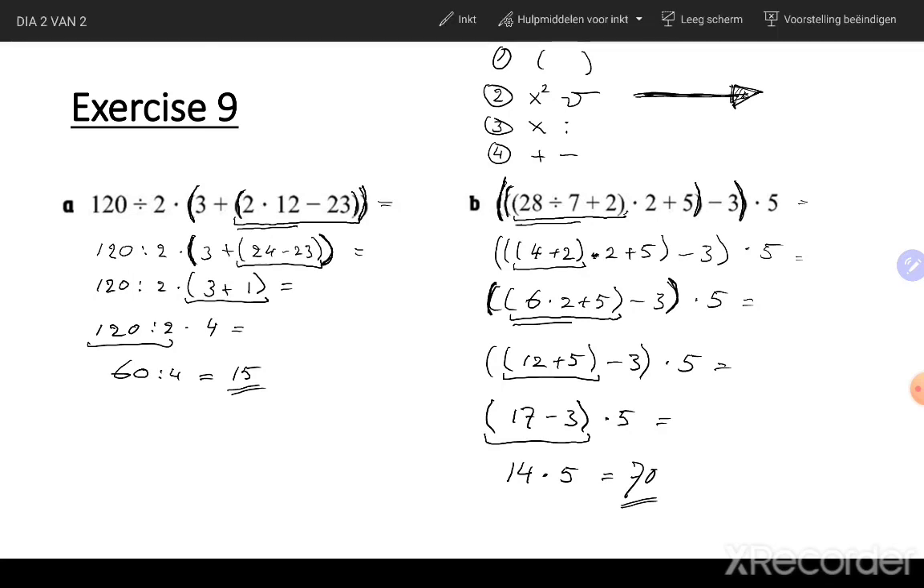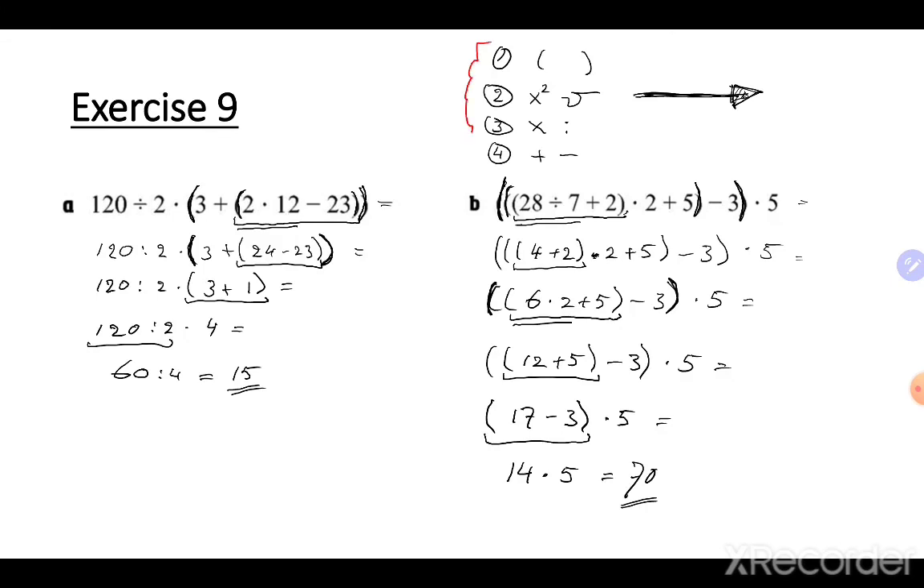Yeah. So very important are the order of operations. There you go. Yeah. So first the brackets, then the powers or the square roots, then multiplication and division, and order number 4 is the addition and the subtraction.